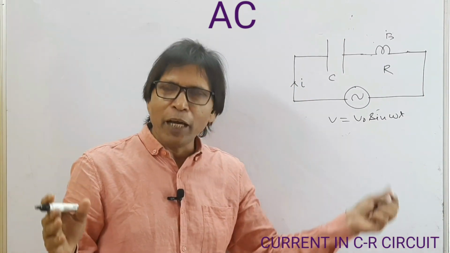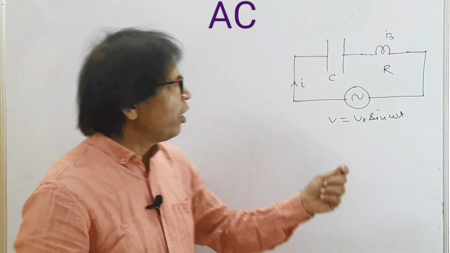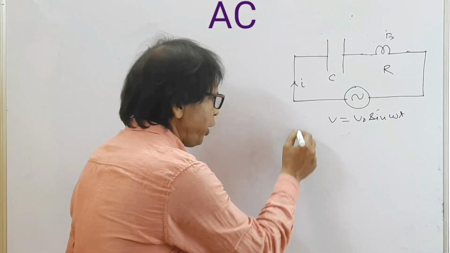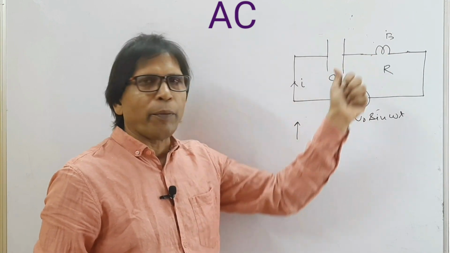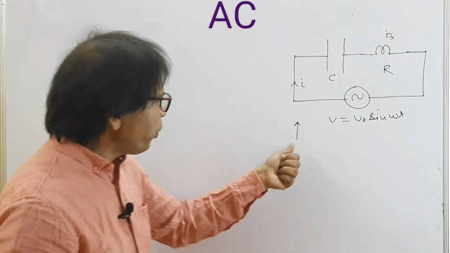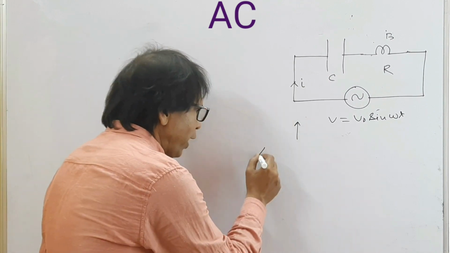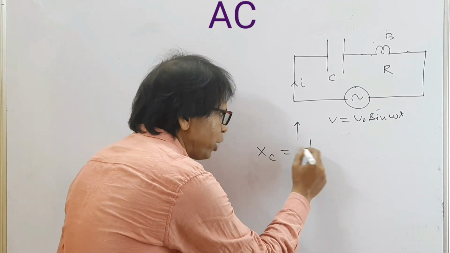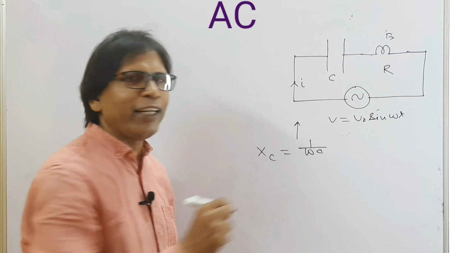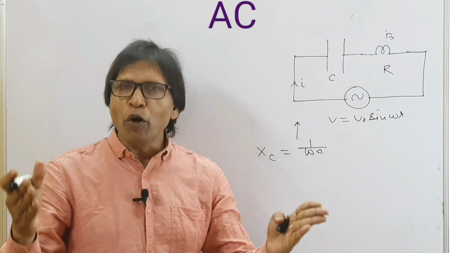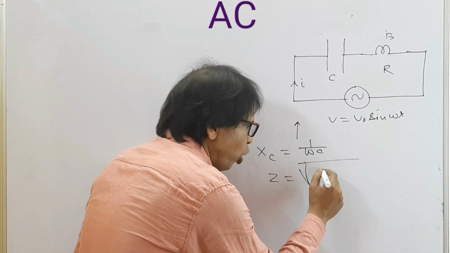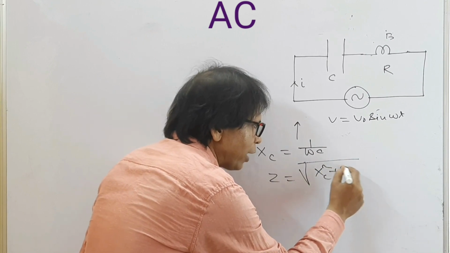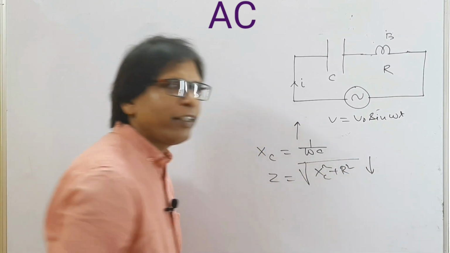Now this is the variable frequency AC source. Its frequency increases. This is a capacitor and a bulb in series with the capacitor. When frequency increases, the capacitive reactance 1 by omega C decreases. If 1 by omega C decreases, then Z equal to root under of X square plus R square also decreases.